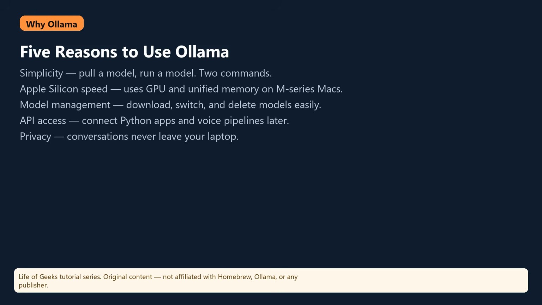Why Ollama specifically? 5 reasons. 1. Simplicity, ollama pull to download, ollama run to chat. 2. Apple Silicon optimization, M-series Macs with unified memory get strong performance. 3. Model management, keep several models, switch between them, delete what you do not need. 4. A built-in HTTP API on port 11434, so your Python voice app can call the model programmatically later. 5. Privacy, prompts and responses stay local.